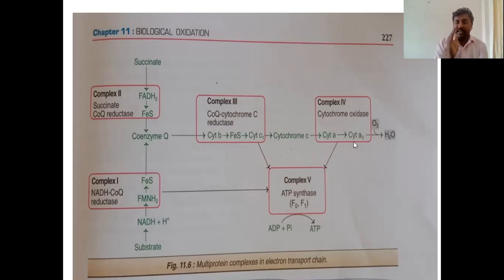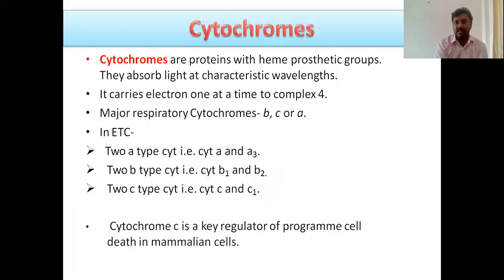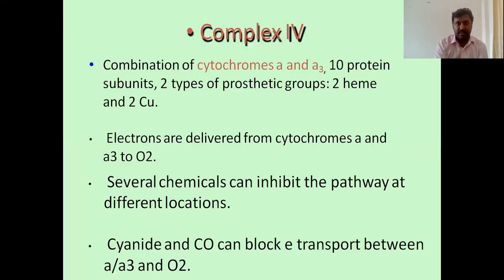That's all. Then there is transfer of electrons from cytochrome A to A3, and transfer of hydrogen from cytochrome A to A3, attached to the oxygen molecule to produce water. On this basis we have to write the answer, and on this basis I prepared all these things. Okay, got it? So electrons are delivered from cytochromes A and A3 to oxygen.